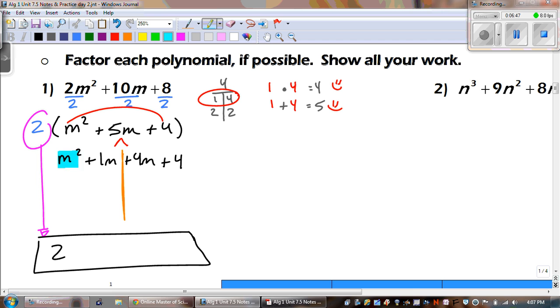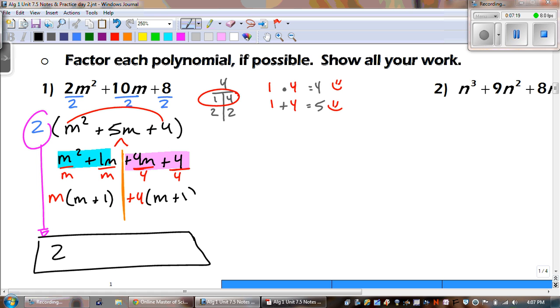So we're going to split it into our front and our back. So the GCF of the blue is an m. The m comes out front, and we're left with m plus 1. Now the GCF of the pink is a 4, and that's a positive 4. And then when you divide that out, we get m plus 1. So when we write our answer, m plus 1, that's our check.